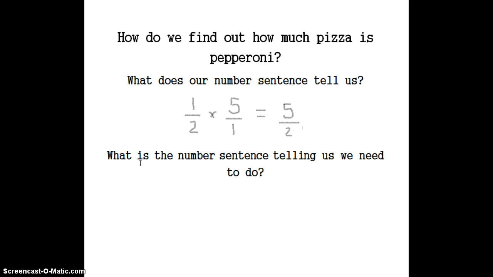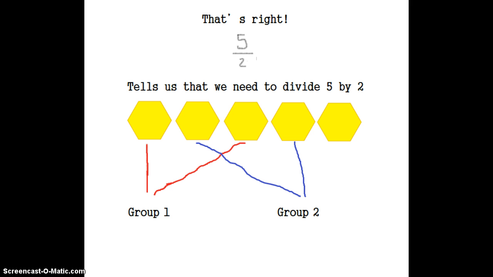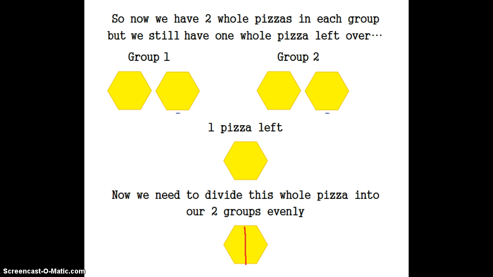What is this number sentence telling us that we need to do? That's right, it's telling us that we need to divide 5 by 2. So here we have our 5 pizzas in our 2 groups. So we're going to put 1 pizza in each group, evenly distributing the pizzas to the groups. But now we have one left over. So now we have 2 whole pizzas in each group, and we have 1 pizza that's left.